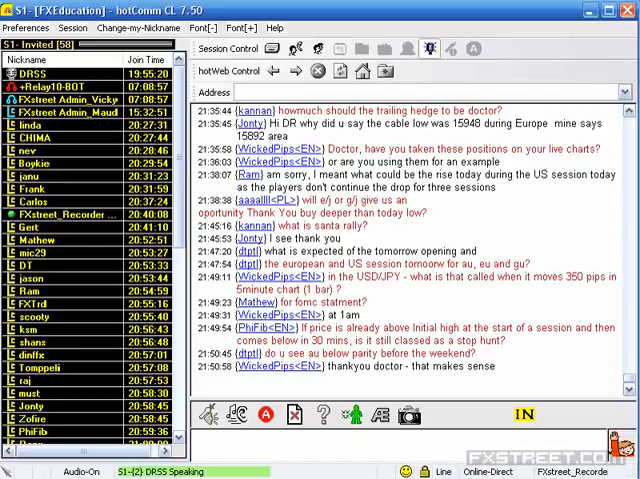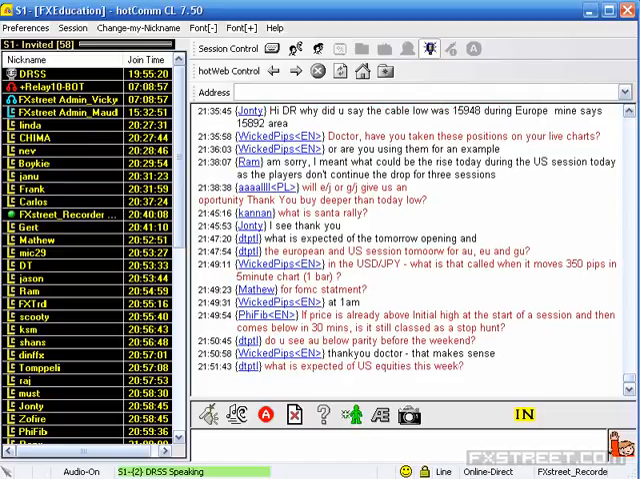Then for the FOMC statement, they are expected to make very small reactions because it will be late night during that time. The interest rate change may not be there, and they will make volatile moves. Probably I'll explain later. I have not looked into it.